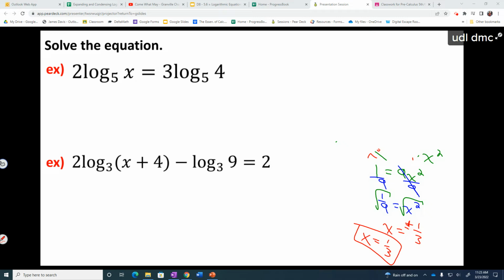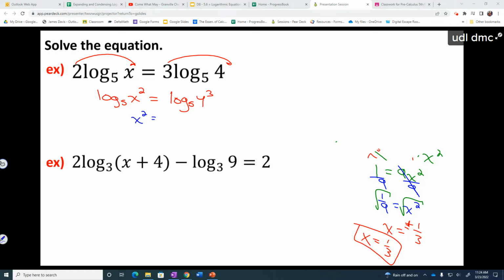2 log 5 of x equals 3 log 5 of 4. And we can see we've got log 5 on each side, that's good. The only thing is we need to move those numbers, right? So take these numbers up to the exponents and rewrite it here as log 5 of x squared equals log 5 of 4 to the third. Now we've just got the log 5s and the numbers, so we can set them equal.